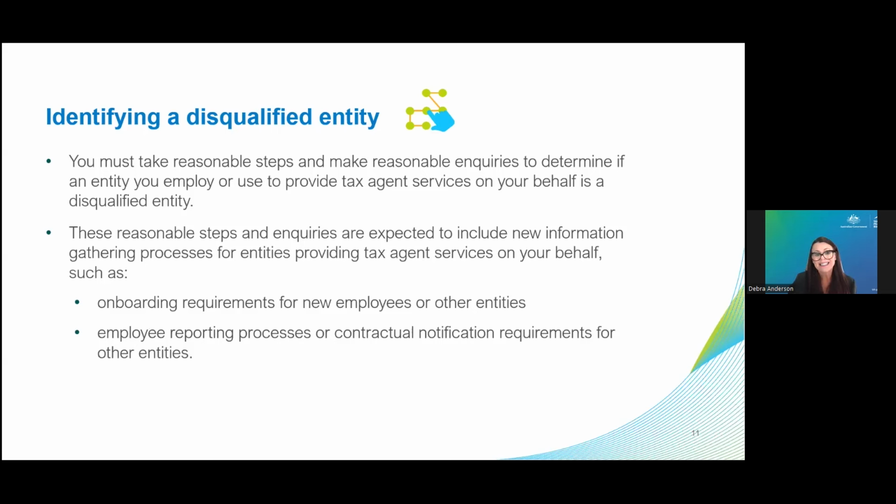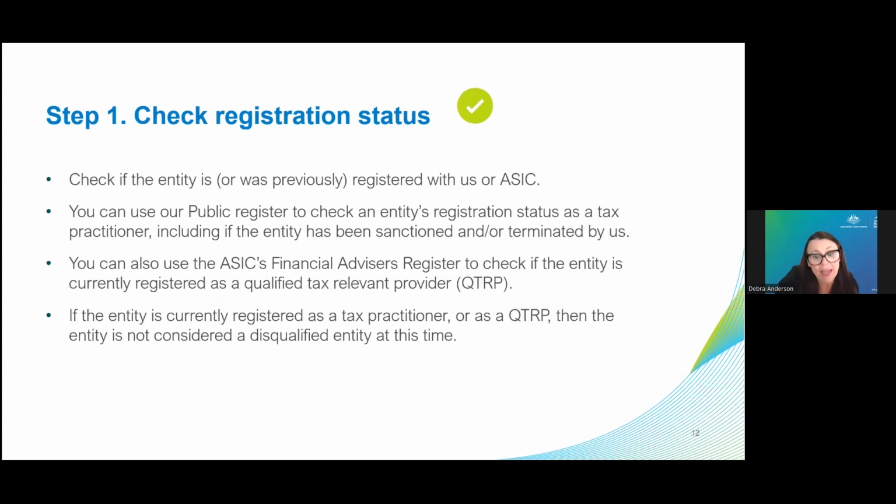What we would expect that you did in the first instance, as a very first step, is check if the entity or the person, and remember when we talk entity, we're talking about a person or a company or a partnership or a trust, is registered with ASIC or was previously registered with ASIC. We would also expect that you would look up the public register to check what their registration status is with the TPB, including whether or not they had been terminated by us or sanctioned by us in the past.